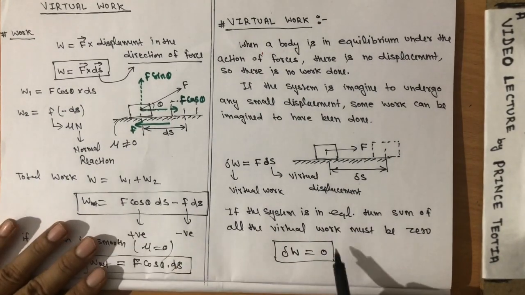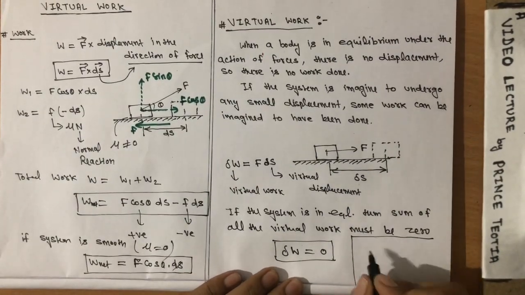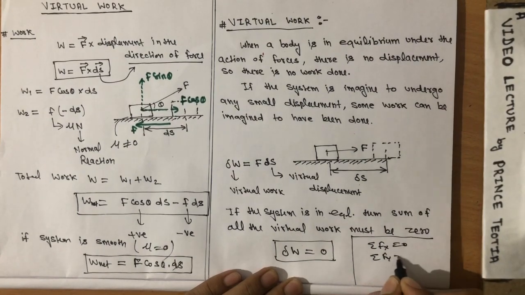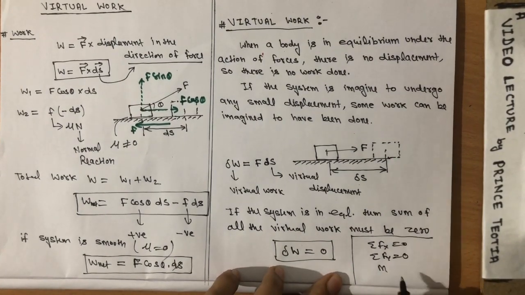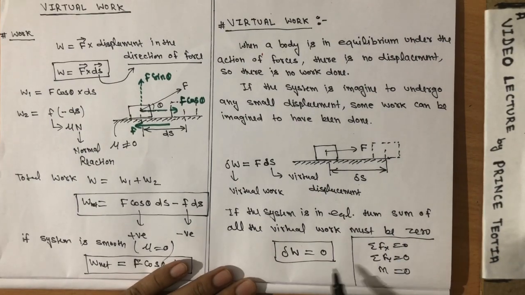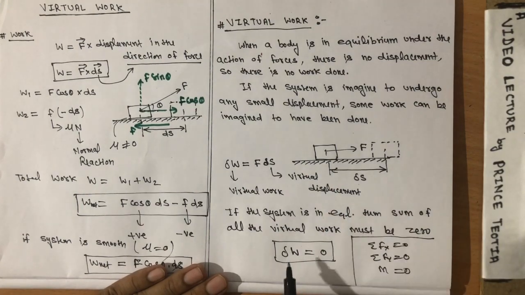So this is another condition if the system is in equilibrium. Earlier we knew only these equations: sigma of Fx equals 0, sigma of Fy equals 0, and the moment about a point equals 0. These are the conditions of equilibrium. So we have got a new condition of equilibrium: if the system is in equilibrium, then the summation of all the virtual work will be equal to 0.